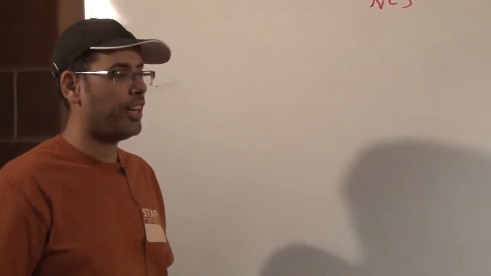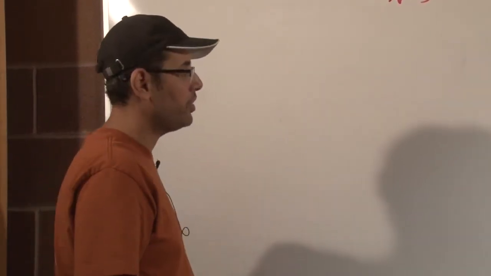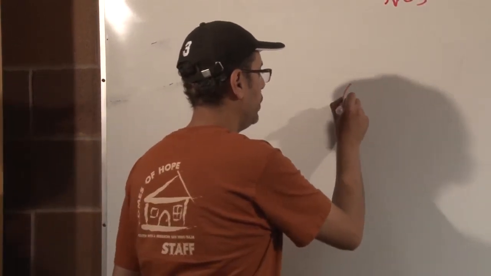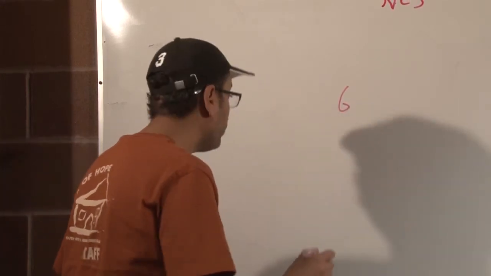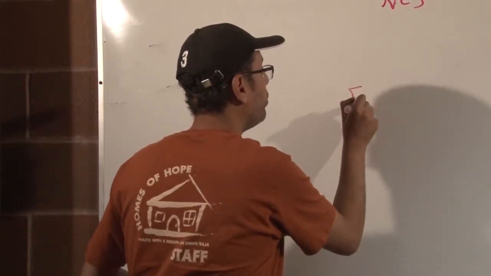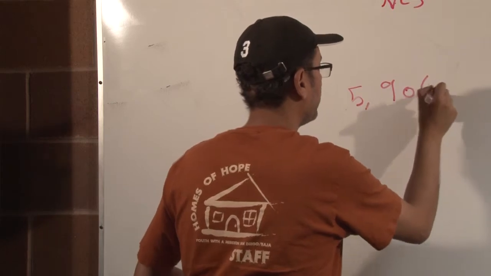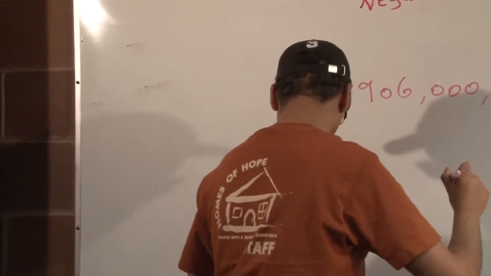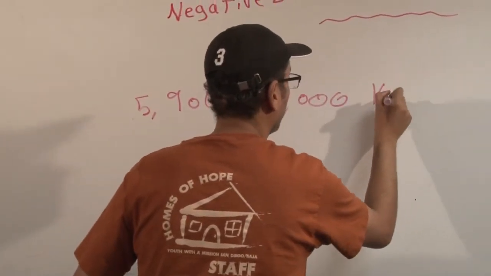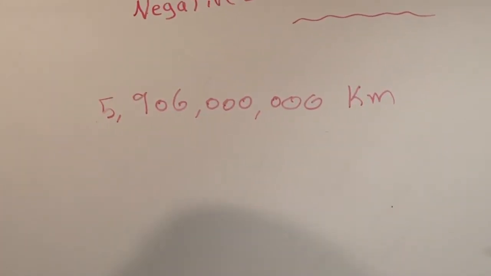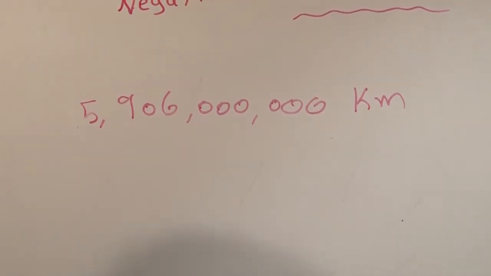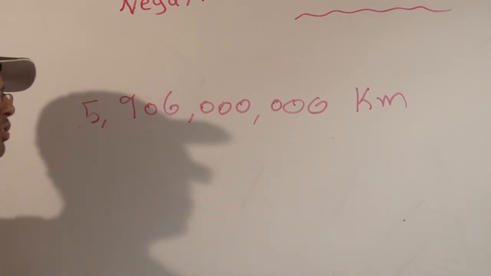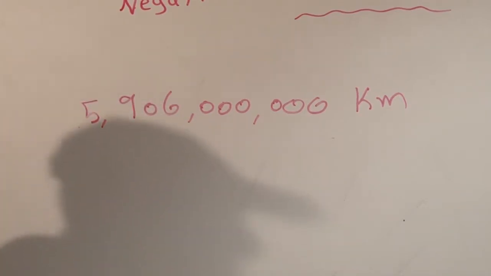Like, if we say that the distance between the Sun and Pluto is 5,906,111,000 kilometers. Uh-oh, that's really a big number. Is it easy to write that down like that? I don't think so.